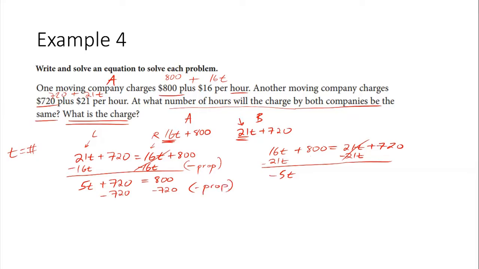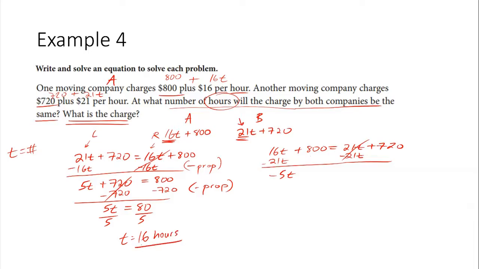Okay, very helpful. These cancel out like we want. All that's left on the left-hand side is 5t. And then 800 minus 720, you should get 80, right? And then how to get rid of a multiplying 5? Hopefully you said divide. So what's 8 divided by 5? That's 1 with a remainder of 3. So you have 30. What's 30 divided by 5? 6. So 16. 16 what? 16 hours.